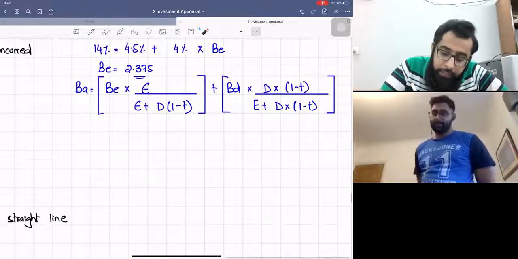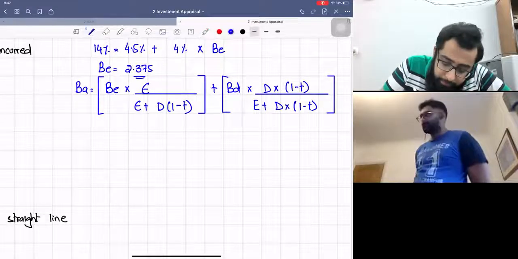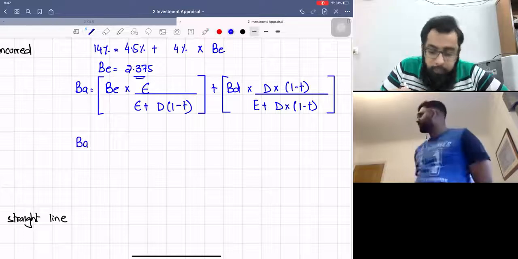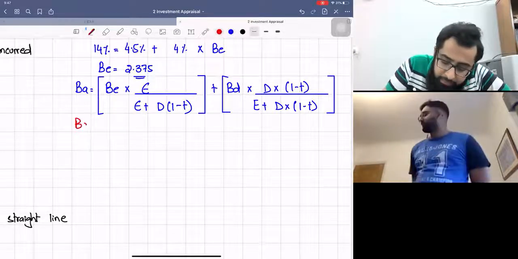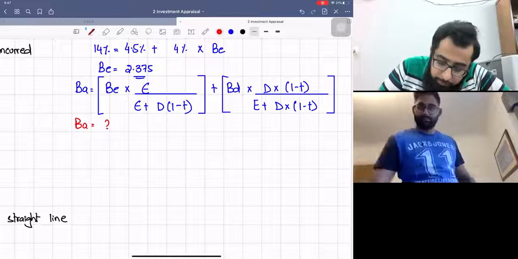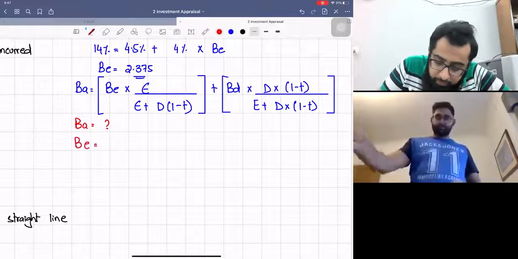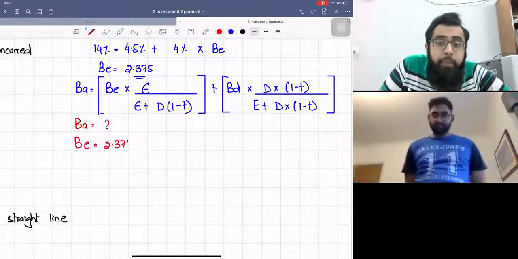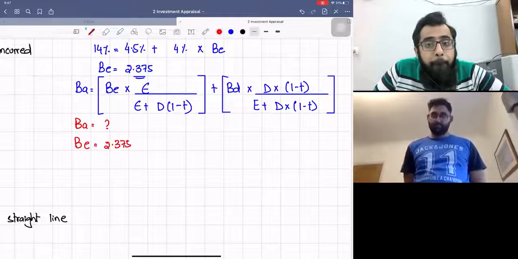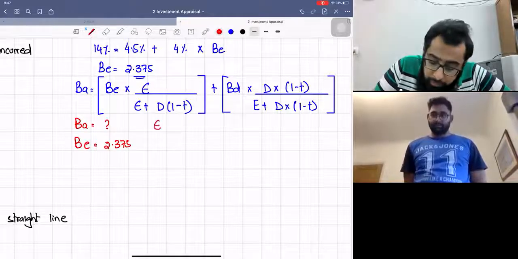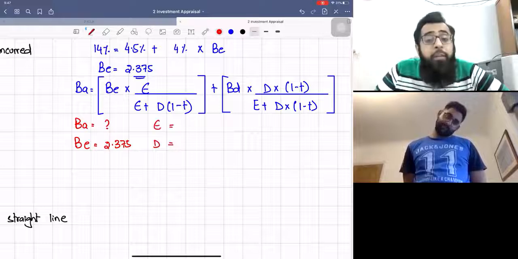Now, we need beta asset. Beta asset is the one which we need to calculate. We have beta equity, which is 2.375. Now we need value of equity. We need value of debt.